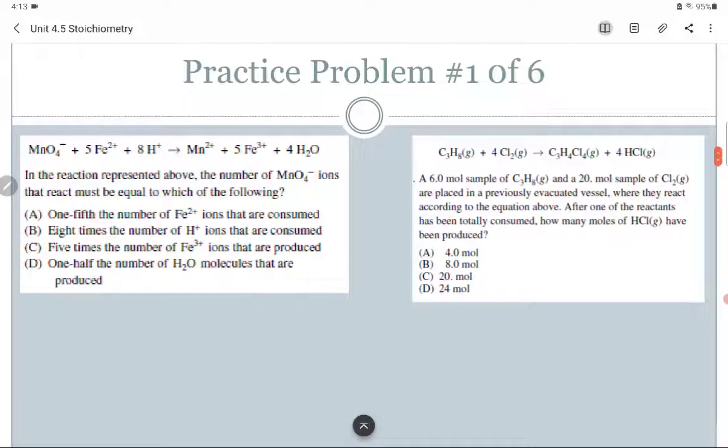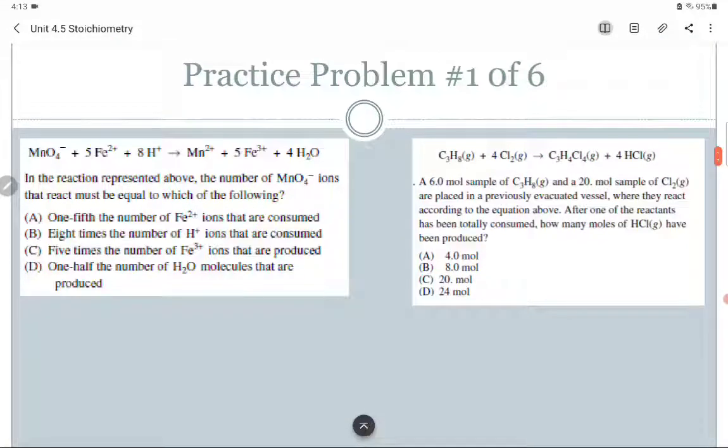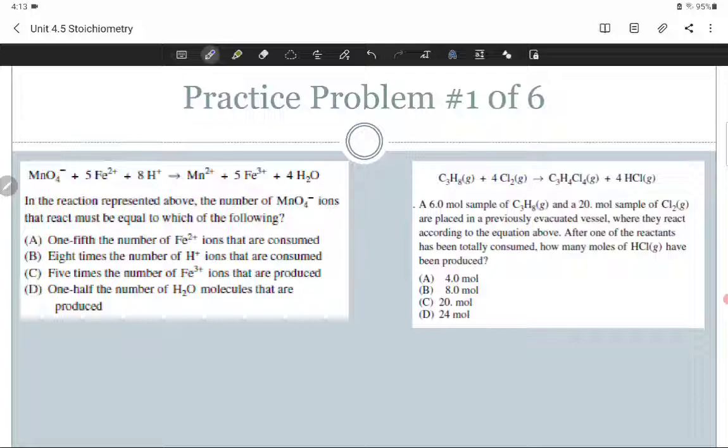Okay, so let's take a look at some stoichiometric questions that would be multiple choice, and then later on I think we'll do a few free responses here. Okay, so it's a 1-to-5-to-8-to-1-to-5-to-4 ratio. Anytime you have any stoichiometric questions, it's definitely going to have something to do with the balanced chemical equation.